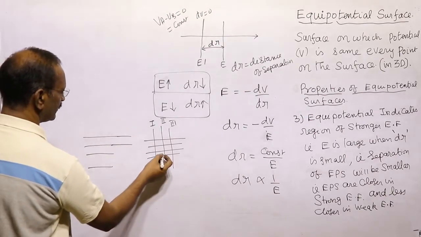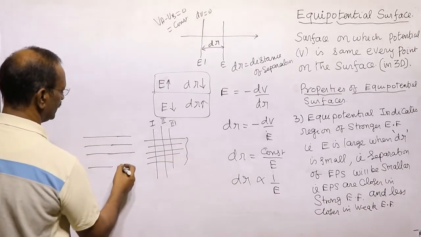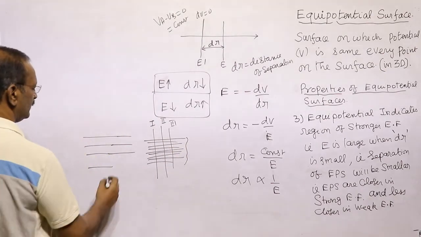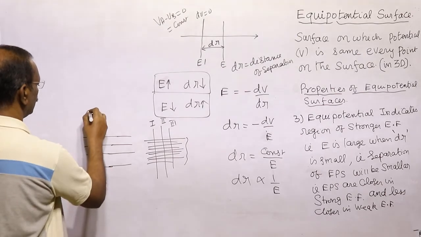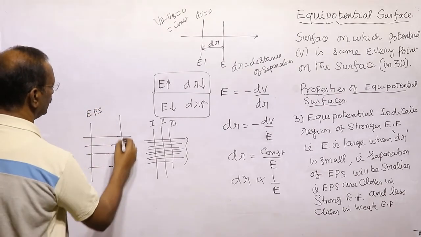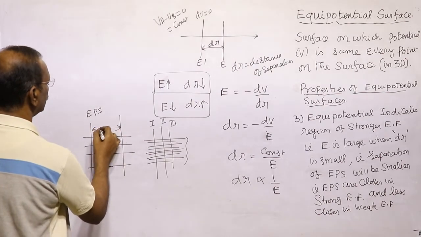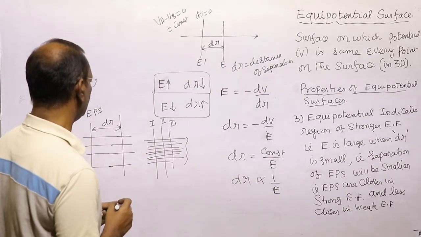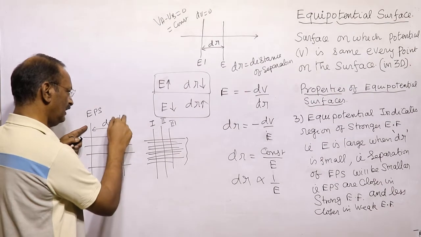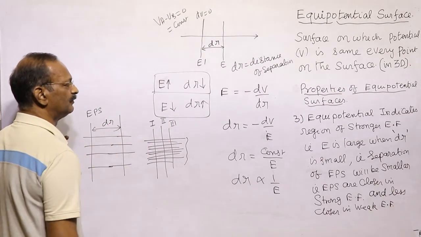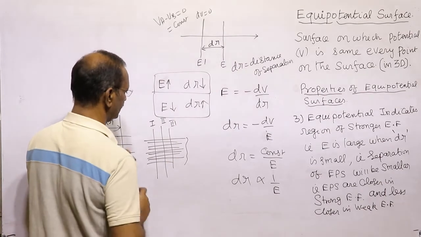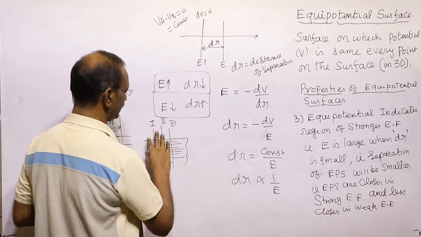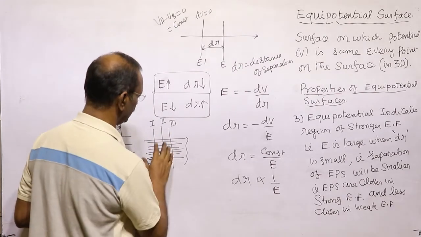Weaker electric field means this is stronger, more number of field lines, and here less number of field lines. With fewer electric field lines, the separation dr between two equipotential surfaces will be more. It means the separation between two equipotential surfaces will be more in case of weak electric field, whereas here is the dr in a strong electric field, where the separation is small.